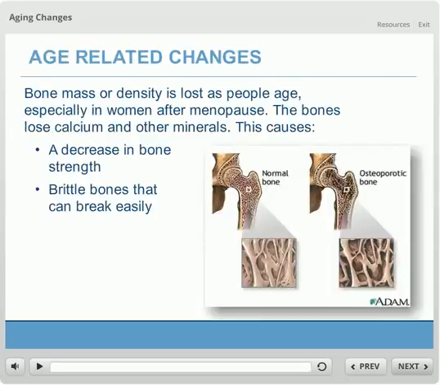Age-related changes. Bone mass or density is lost as people age, especially in women after menopause. The bones lose calcium and other minerals. This causes a decrease in bone strength and brittle bones that break easily. The diagram on this slide shows a normal bone versus an osteoporotic bone.